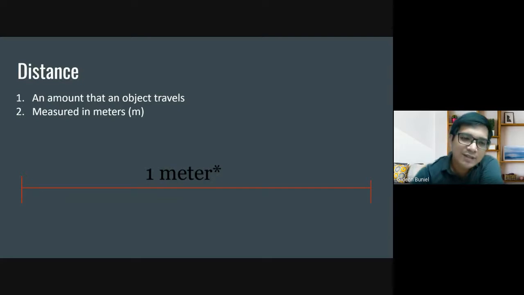Now, the distance is the amount that an object travels. Of course, it's usually measured in meters. For the Philippines, or for the metric system, it's meter. Now, in the US, usually they use miles. That's why they have like 30 miles per hour. Those are the measurements. Now, in our country, since we're following the metric system, then it's meter. So, force in newtons times the distance traveled, that's the work that you have done.